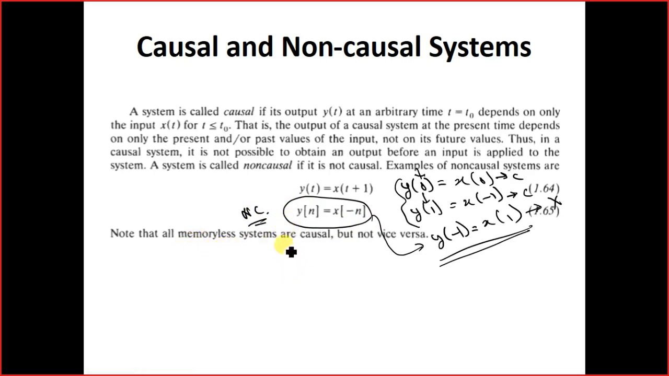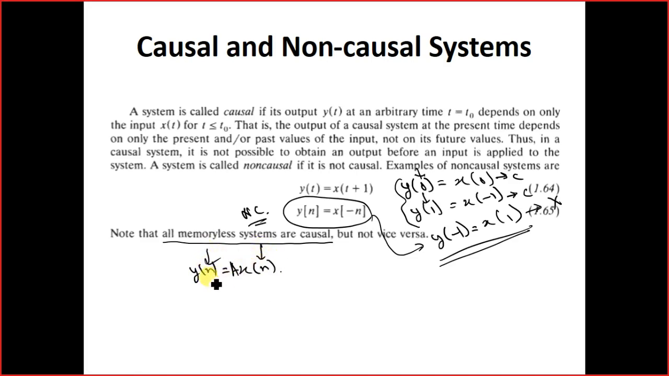Another important thing which needs to be kept in mind is that all memoryless systems are causal systems, because you will be having y of n equals, say, capital A times x of n.